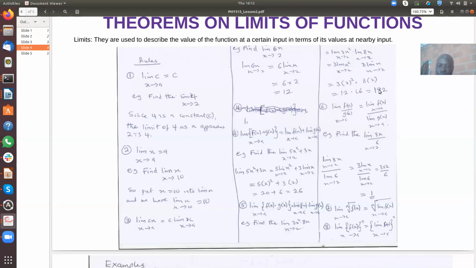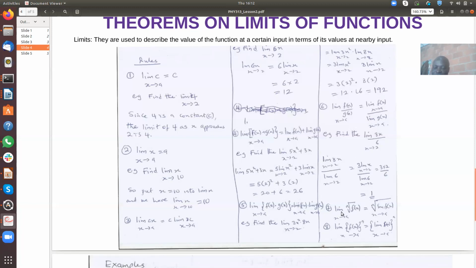Okay. Now let's look at another theorem or law here. The limit of f of x over g of x, we can also write in this format: the limit of f of x as x tends to a over the limit of g of x as x tends to a, which is equivalent to this. A good example is this. If you apply this law on this problem, you can solve it and have it equal to 1.